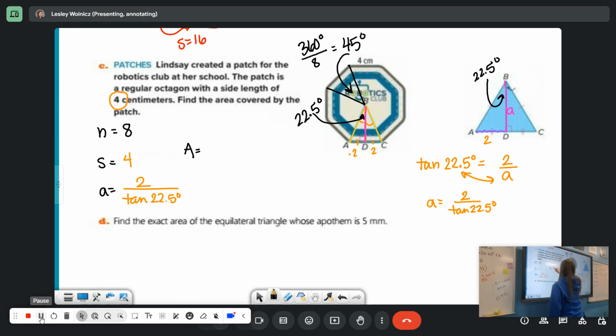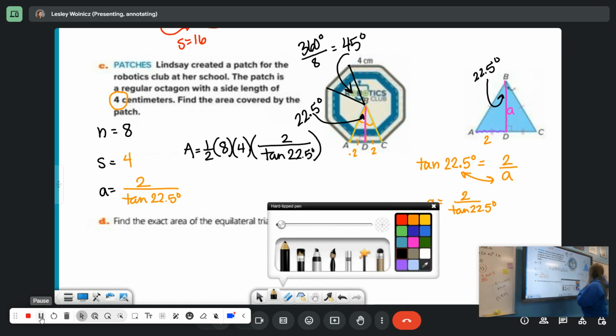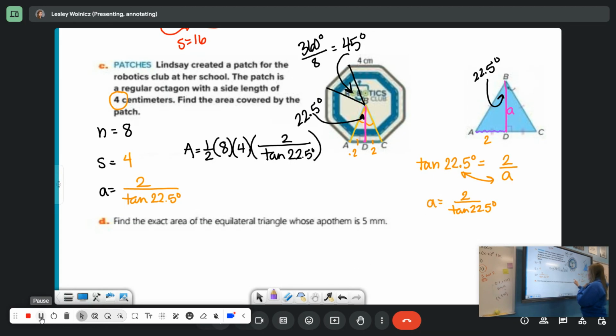Area equals 1/2 times my number of sides times the side length, which is the base of the triangle, 4, times my apothem, which is 2 divided by tangent 22.5 degrees. The denominator for the 8 and the 4 is both 1, right? So when I'm looking at this and I'm like, I don't want to type all this in my calculator, I'm seeing that these 2's are canceling, right?